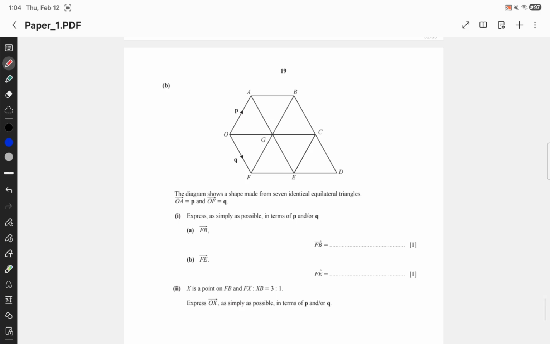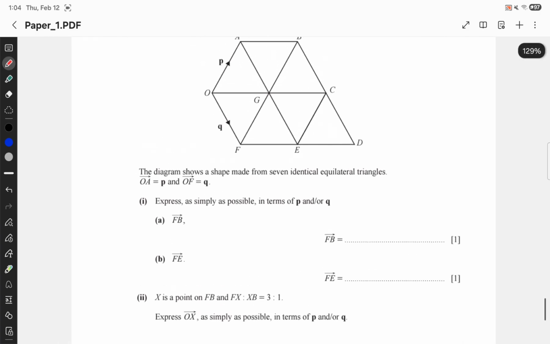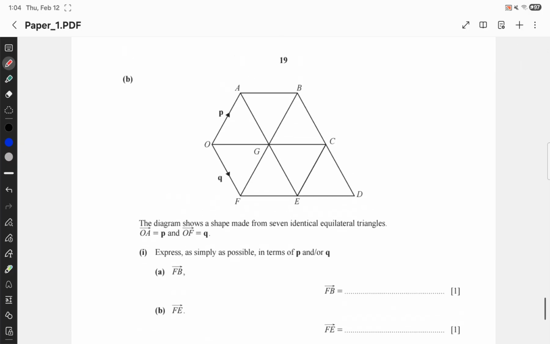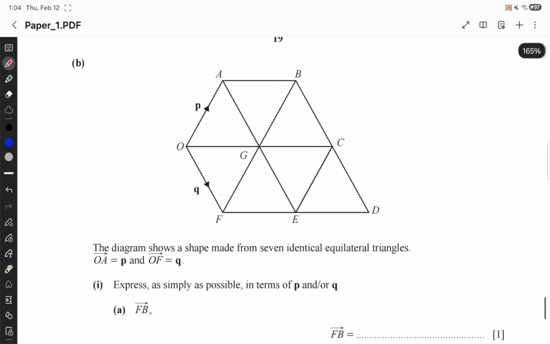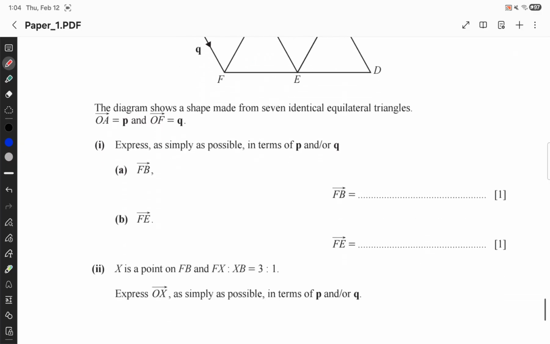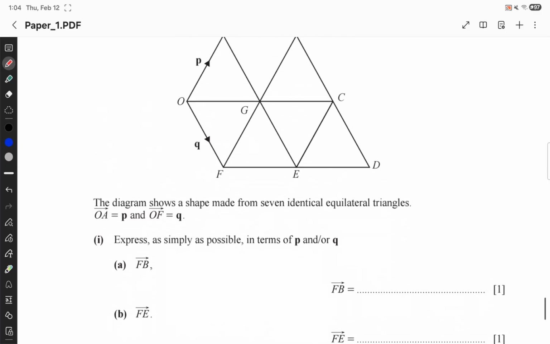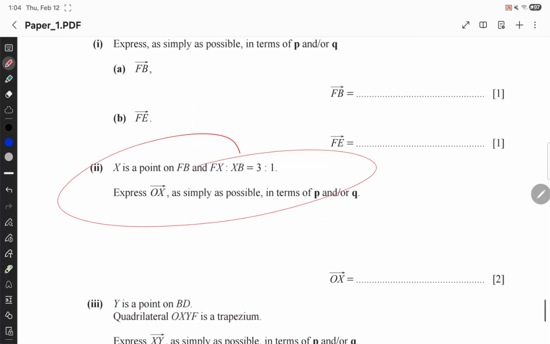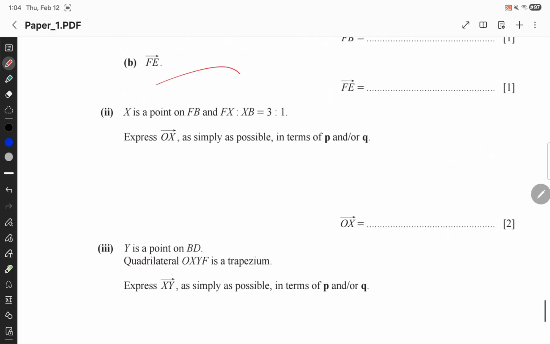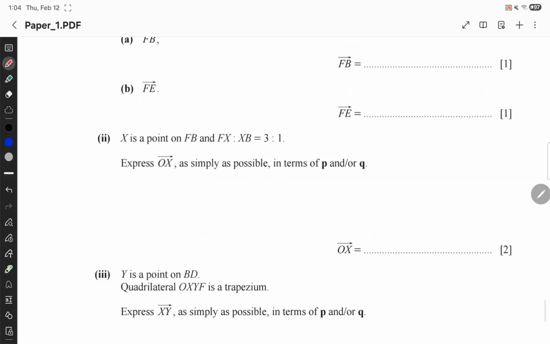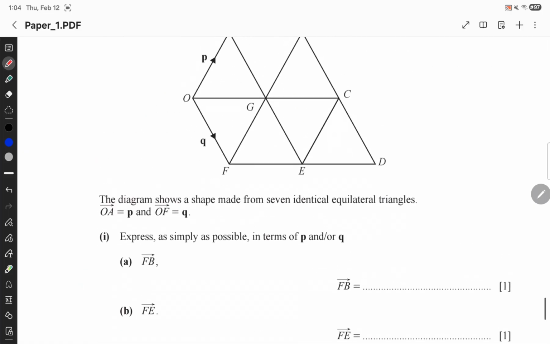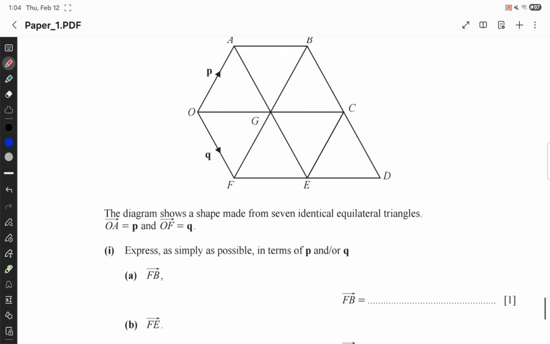Let's do this question before the final last question. A, B, C, D, E, F, G is this behemoth, and we need to find FB, FE, and X. Now the X bit is where people get confused. One is this, the other is this. I'll do the whole question, because I don't remember which bit people get stuck on.